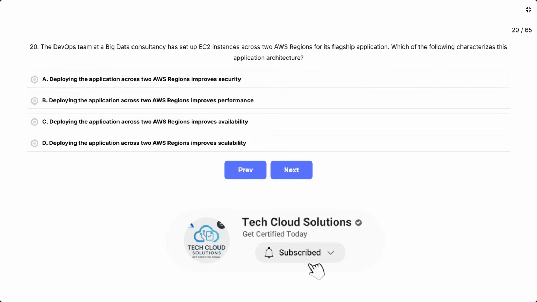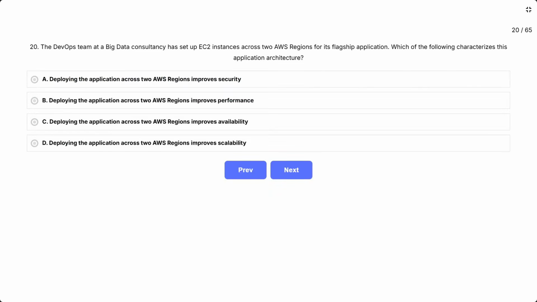The DevOps team at a big data consultancy has set up EC2 instances across 2 AWS regions for its flagship application. Which of the following characterizes this application architecture? The options are A, deploying the application across 2 AWS regions improves security. B, deploying the application across 2 AWS regions improves performance. C, deploying the application across 2 AWS regions improves availability. D, deploying the application across 2 AWS regions improves scalability.